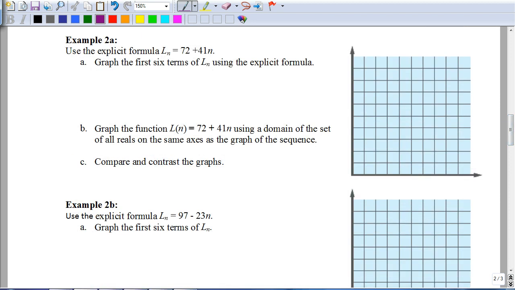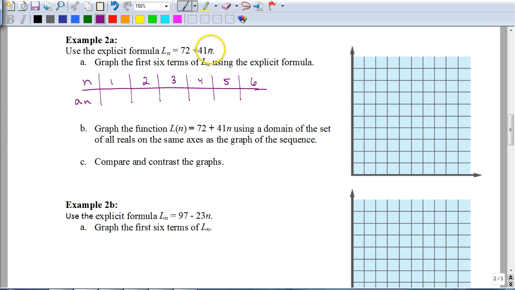Okay, so we looked at recursive formulas. Now we're going to look at graphing an explicit formula. So here they ask us to graph the first 6 terms of the sequence. With the space that they gave us, I'm going to do this horizontally. Now when we're given an explicit formula, just to review, we're going to put 1 in here for n to find the first term.